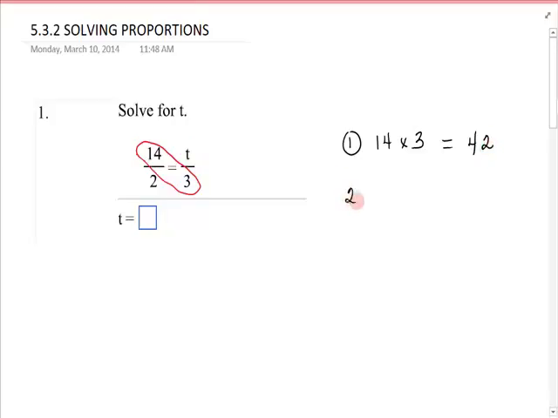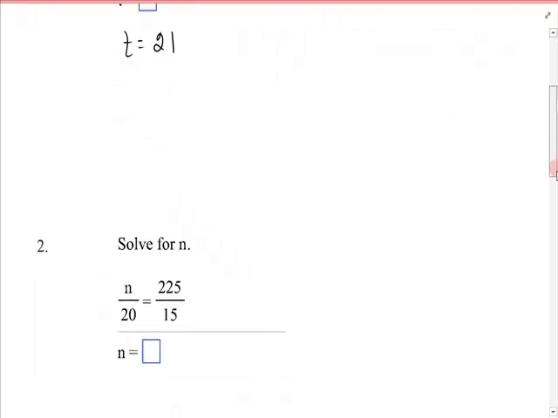That means that if I take the answer I just got, 42, and I divide it by the number that's in the other cross product, 42 divided by 2 is 21. T is 21. So I'm going to solve proportions by a two-step method. Do the cross product where there are two numbers, take that answer and divide it by the third number. You will get the missing number. Now 14 times 3 is the same as 2 times 21. And that's all there is to solving proportions.